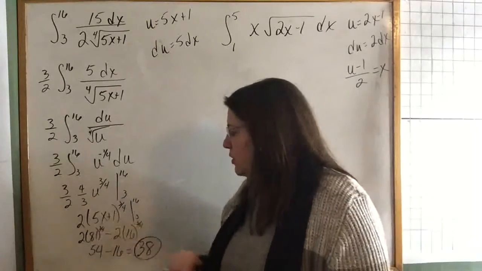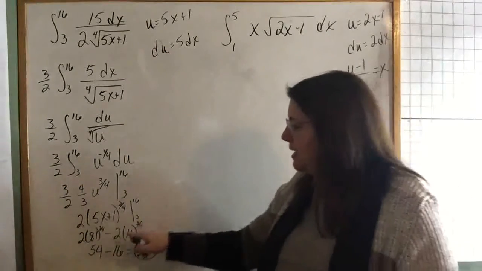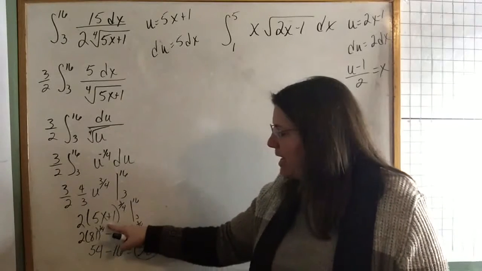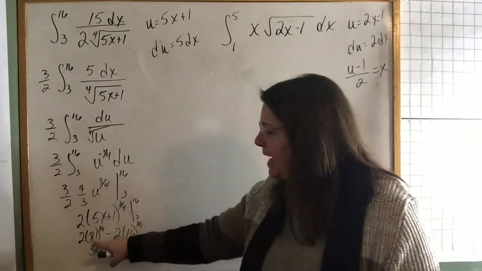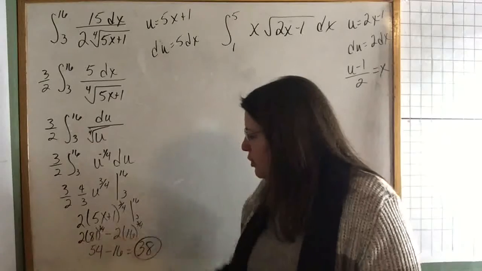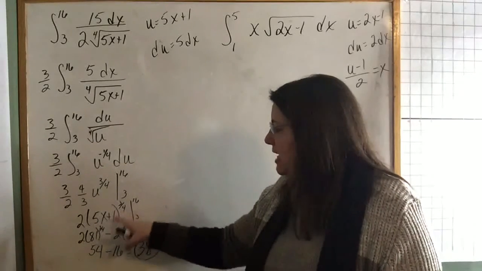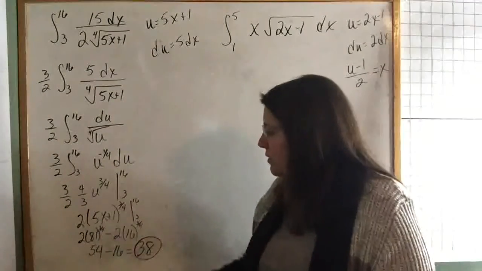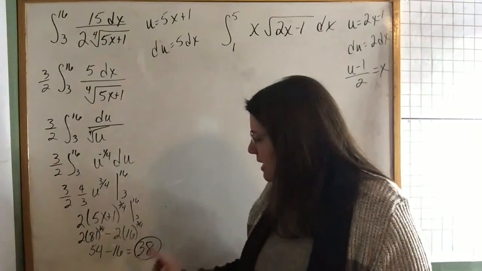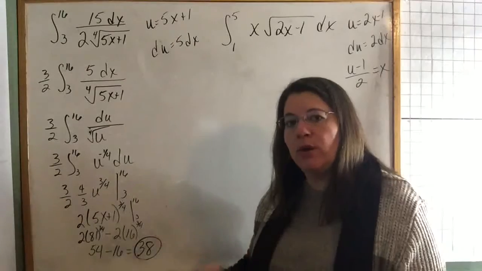This simplifies to a 2. So when I plug in 16 times 5 is 80. 80 plus 1 is 81. So I have 81 to the 3/4 times 2 minus, when I plug 3 in, I get 16. So I have 16 to the 3/4 times 2. So I end up with 54 minus 16, which is 38. So nice whole number answer for that one.